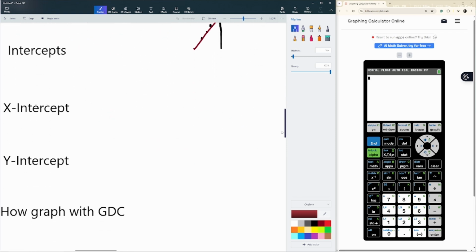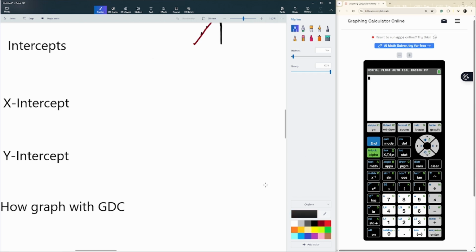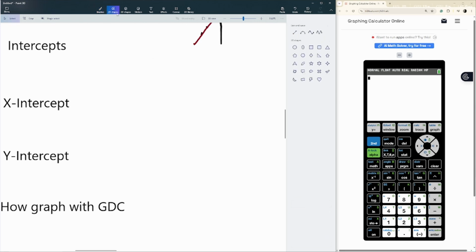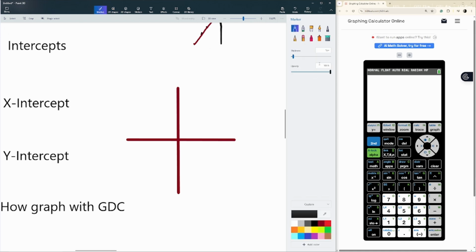So let's talk about intercepts as well. Usually you have two intercepts, the x-intercept and also the y-intercept. Let me draw it like this. And to understand the intercepts, you actually have to put it into perspective. The x-intercept is basically, you know that there is the x-axis. This is the x-axis. And the x-intercept is the point where the x-axis is crossed. So you can have something like this.